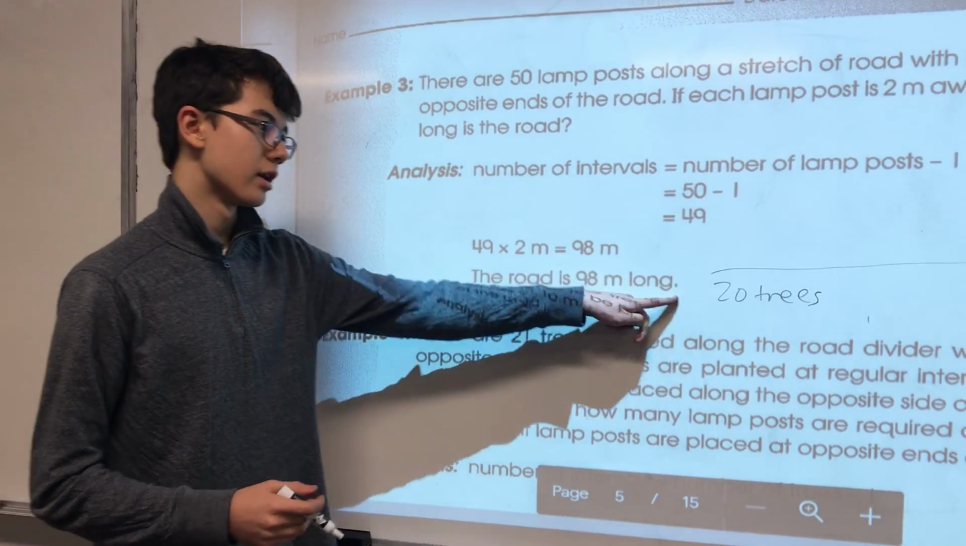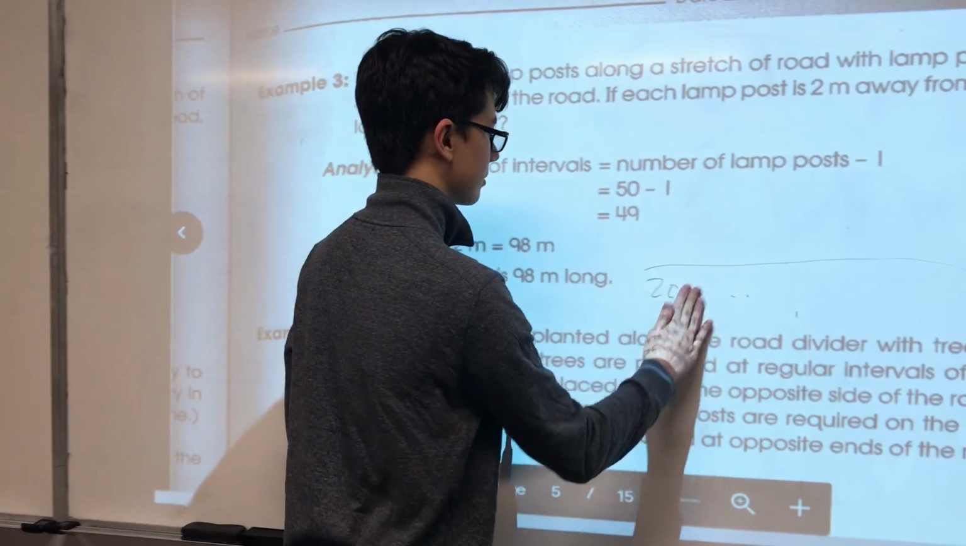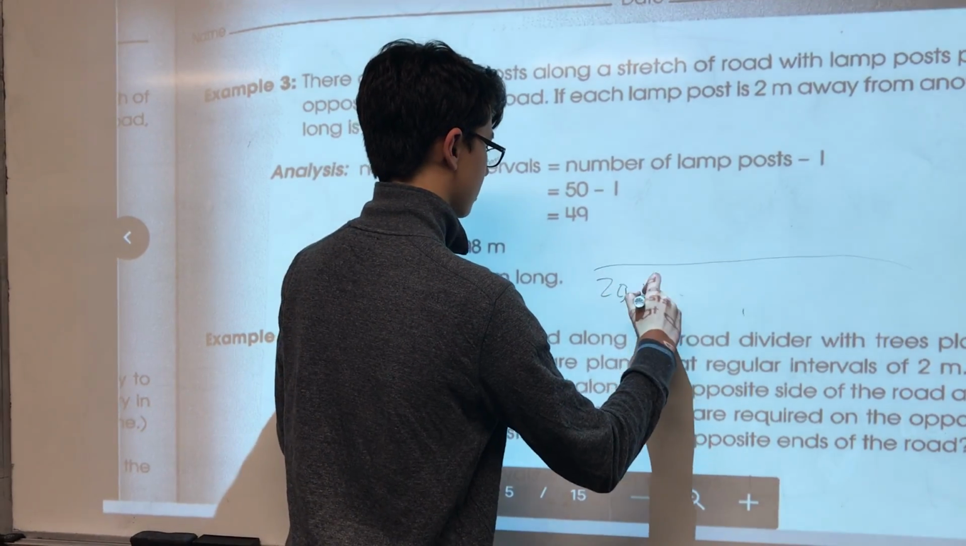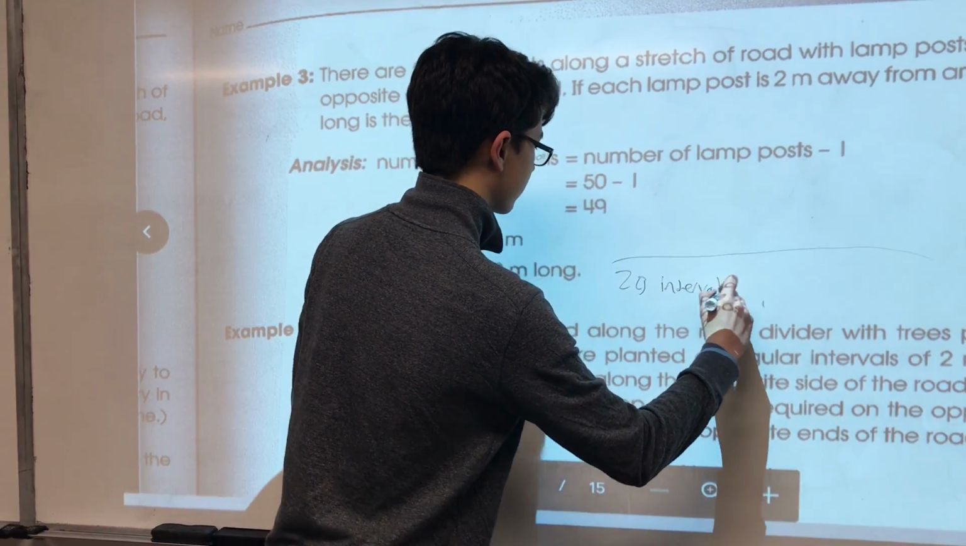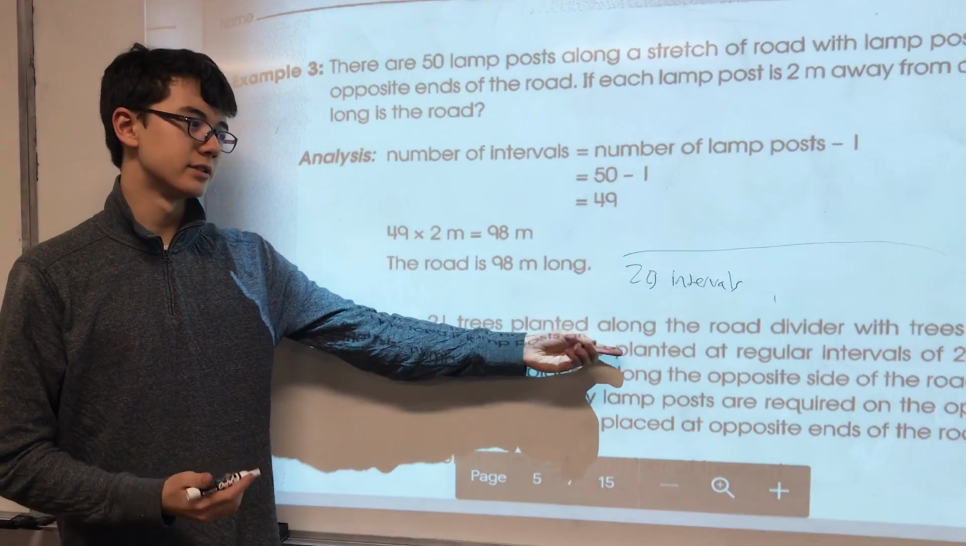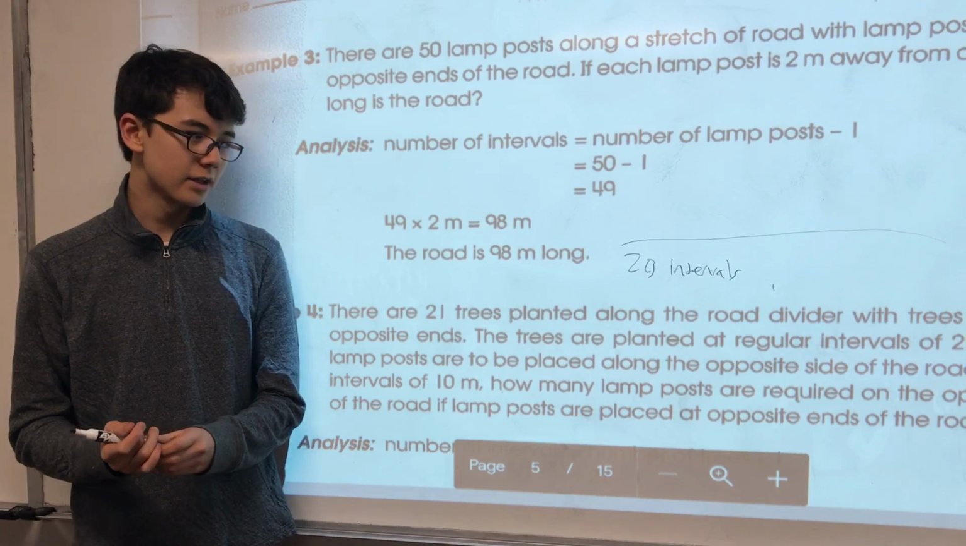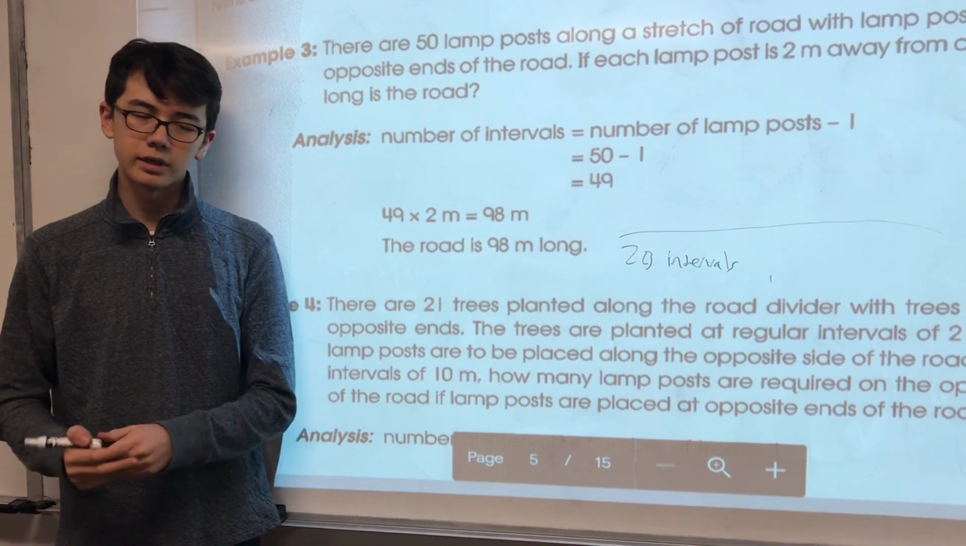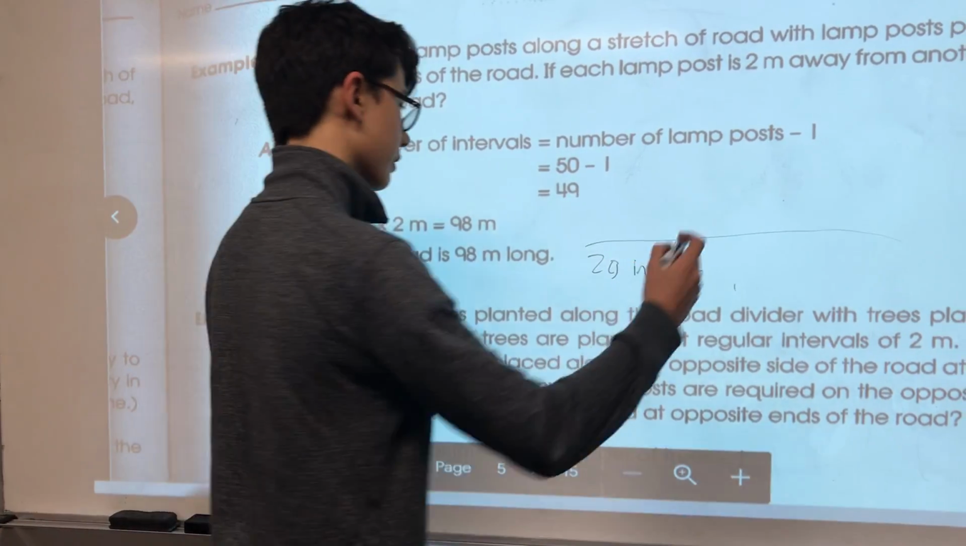We do 20 intervals. Sorry. 20. So we have 20 intervals, and between each interval is 2 meters. So to find the length of the road, we do 20 times 2 is 40. Yeah. So it's 40 meters.